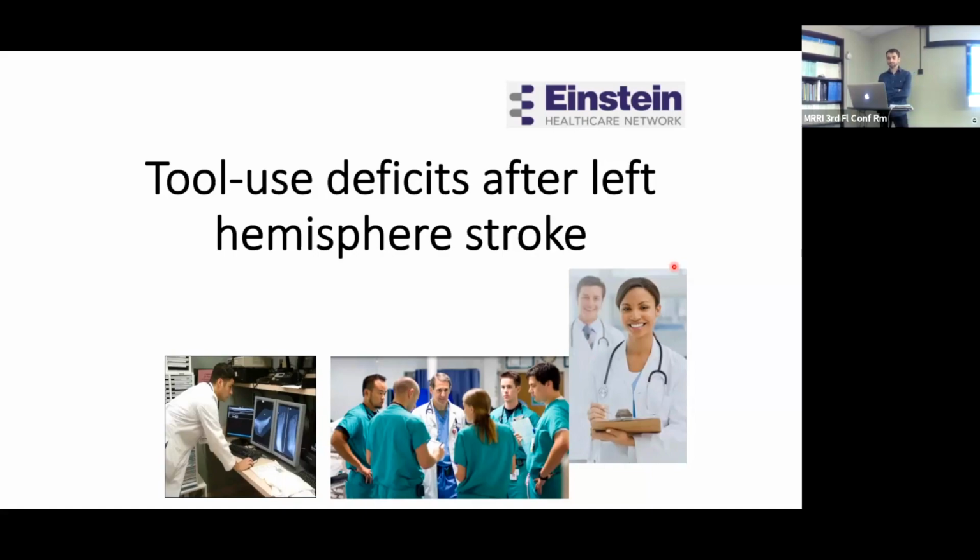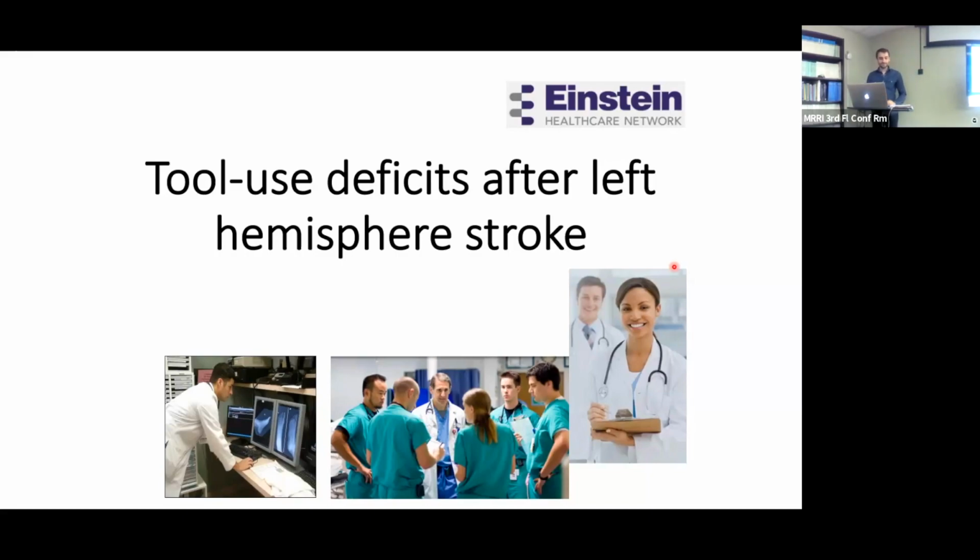We have with us Dr. Thibault. He did his master's degree in sports science at the University of Nantes in France and his PhD in cognitive neuroscience at the University of Lyon. And he is currently working as a postdoc in my lab. Today he'll be telling us about some of the work he's been doing studying tool use deficits after left hemisphere stroke.